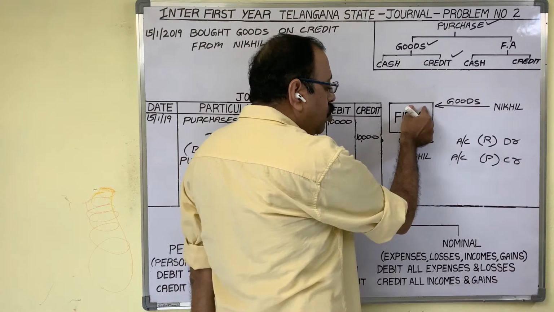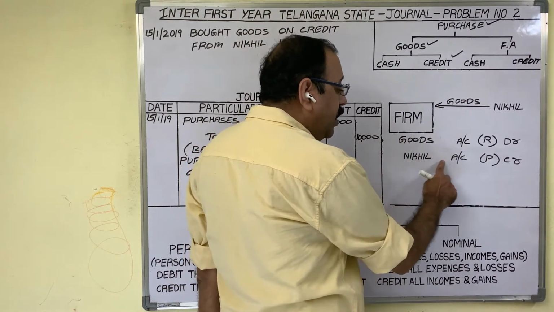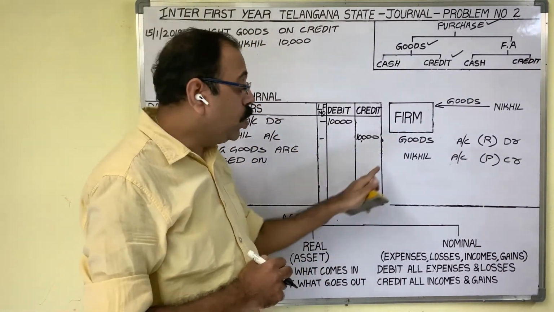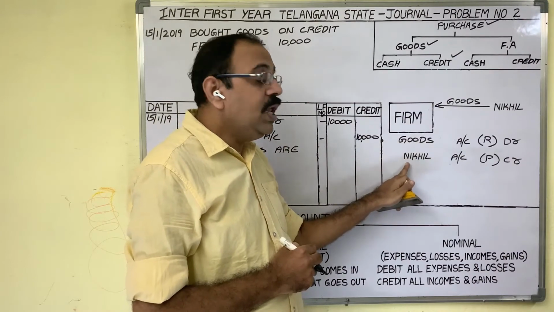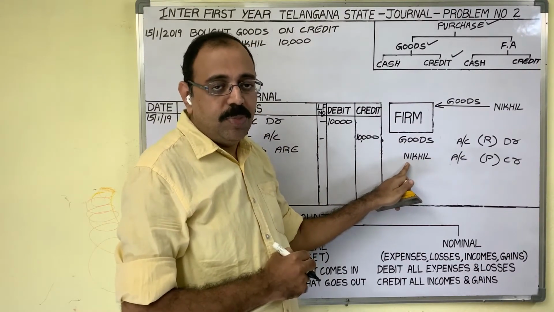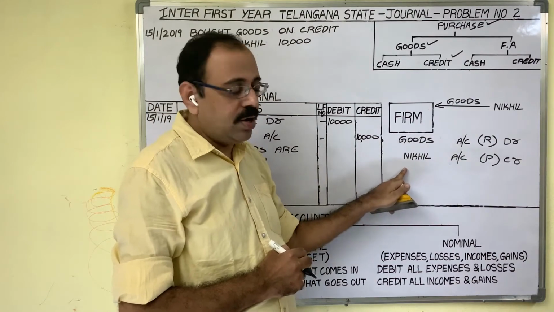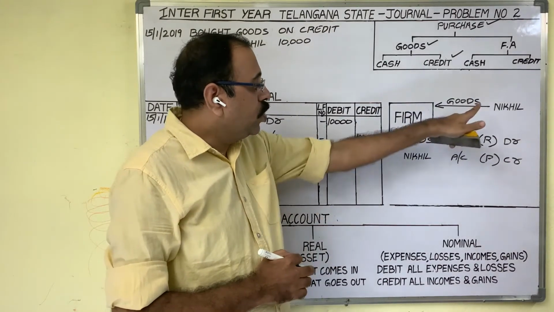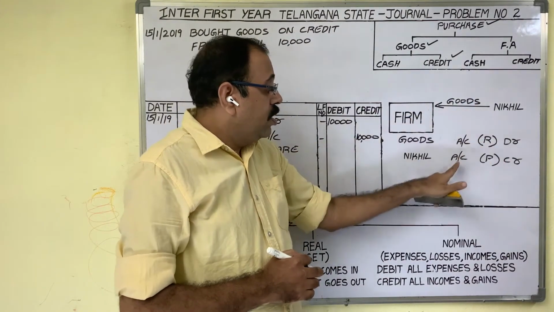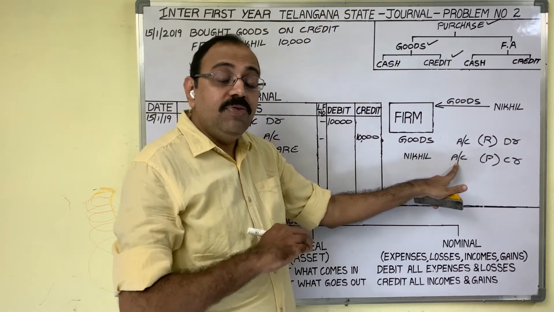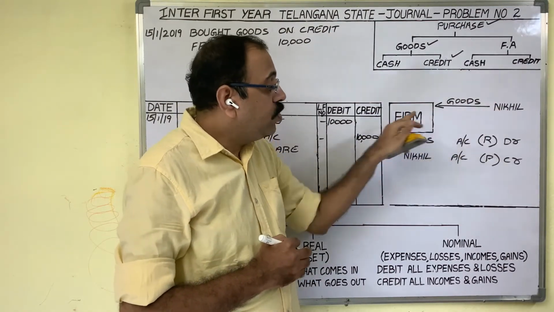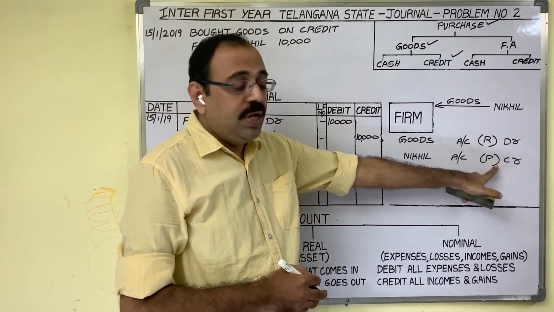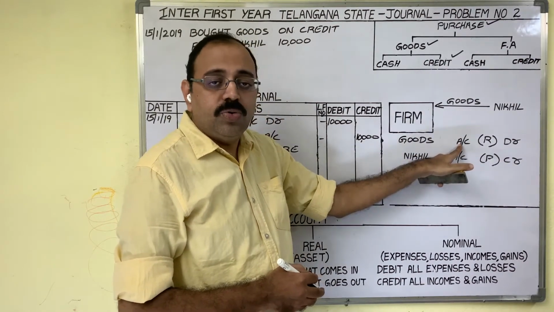Goods are coming. Two accounts are goods account and Nikhil account. Goods account is a real account because goods are assets. Nikhil account is a personal account because we opened that account with the person's name. Real account rule: debit what comes in, credit what goes out. Goods are coming, debit. Personal account rule: debit the receiver, credit the giver. Nikhil is giving goods to us, Nikhil is a giver. Credit Nikhil's account.